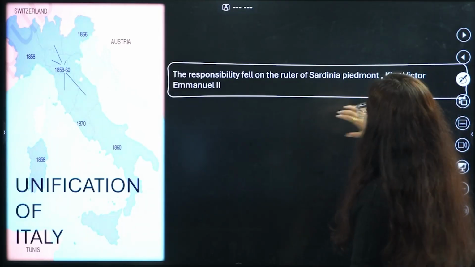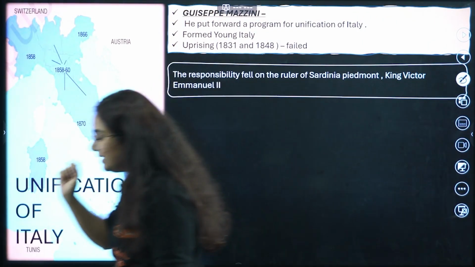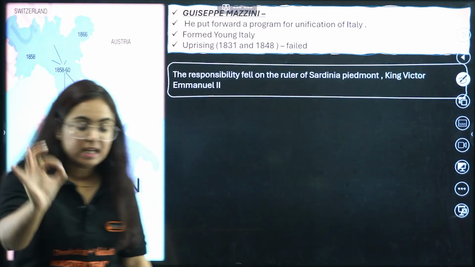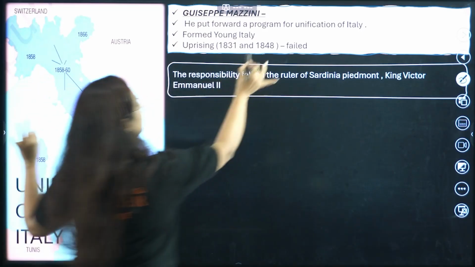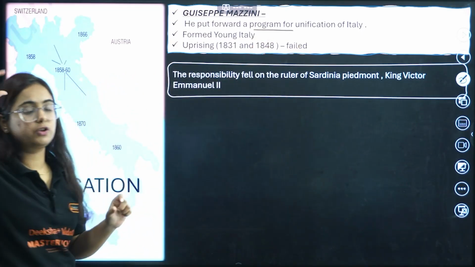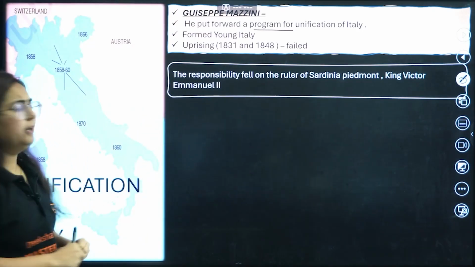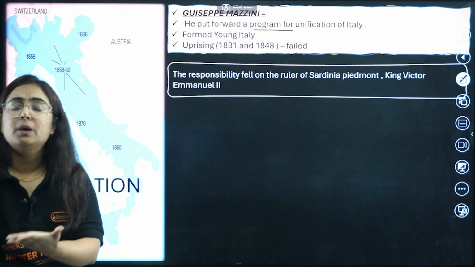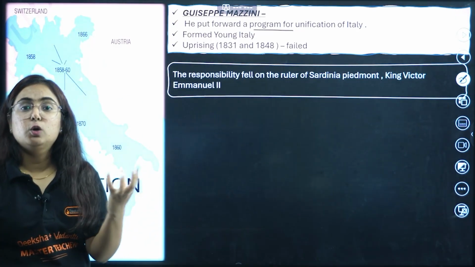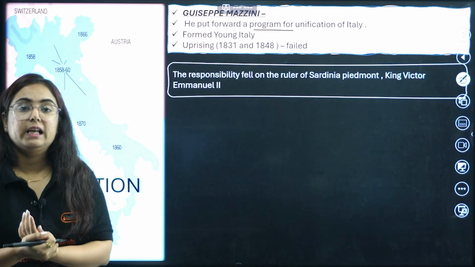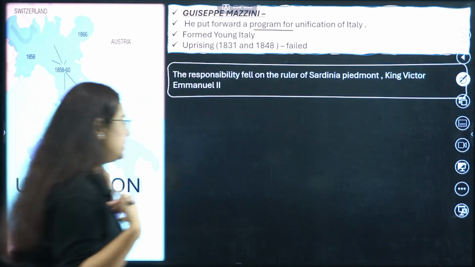So basically what happened, beta? The story starts with the entry of Mazzini. Now, who was Mazzini? Mazzini was a revolutionary whom we studied at the time of the age of revolution. Giuseppe Mazzini put forward a program. He was the first person who envisioned this. He was a visionary basically. He formed groups like Young Italy, Young Europe, joining like-minded people, believing that the nation is the unit of mankind. But what happened? He started revolutions in 1831 and 1848, but eventually they failed.